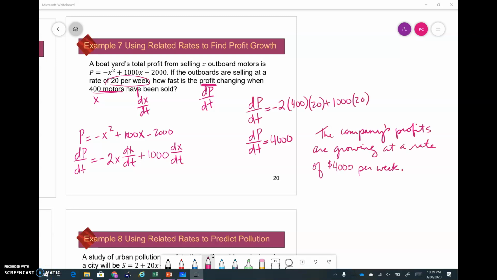Alright, so if you plug in all the numbers, we end up with dP over dt is equal to 4,000. This means that the company's profits are growing at a rate of 4,000 per week with the given specifications. Alright, let's try one more.